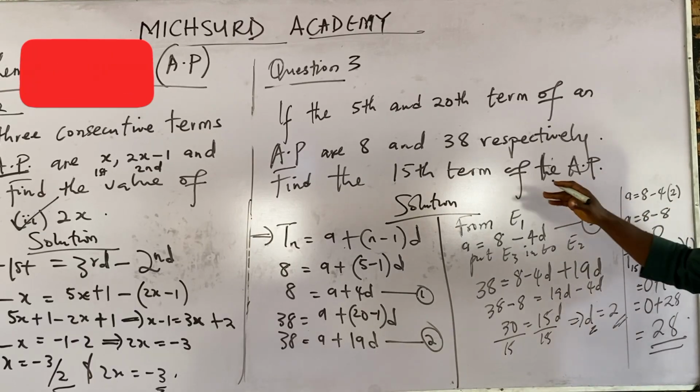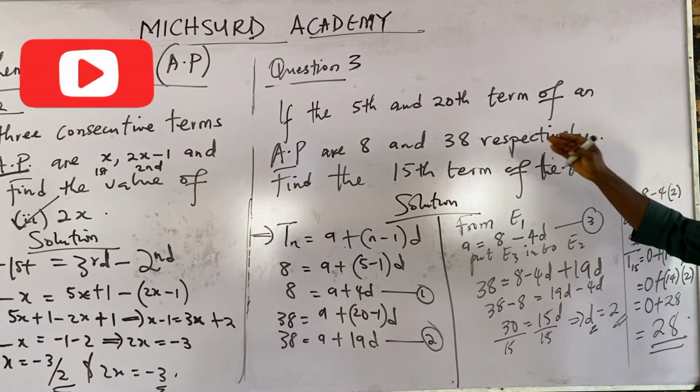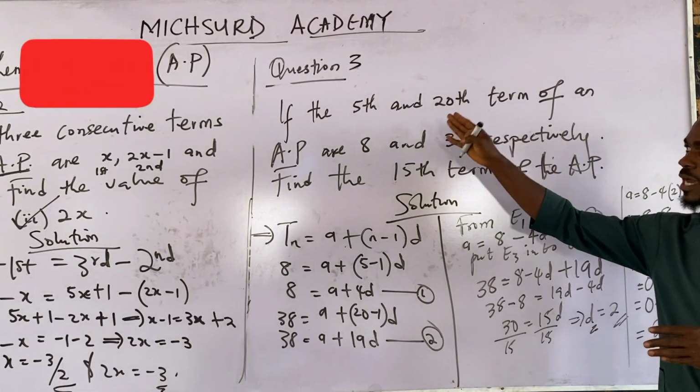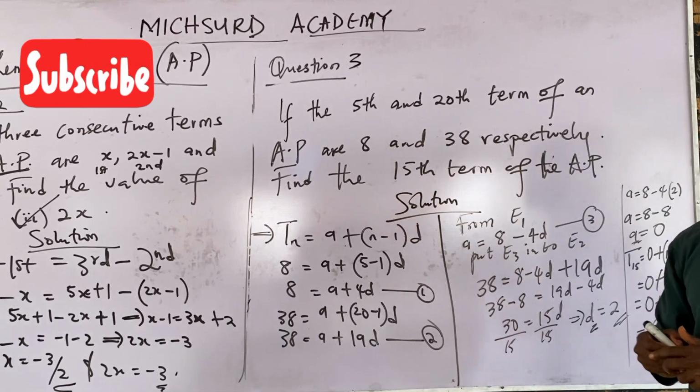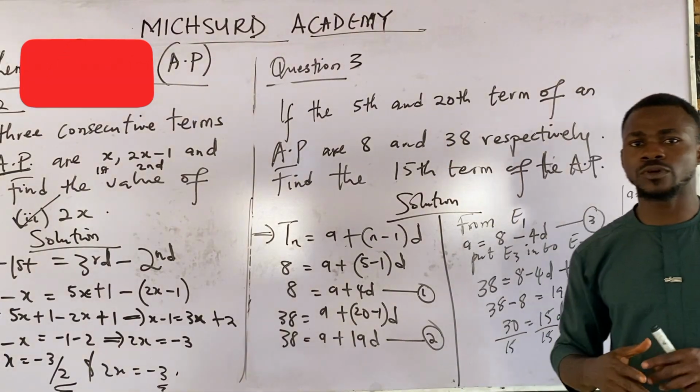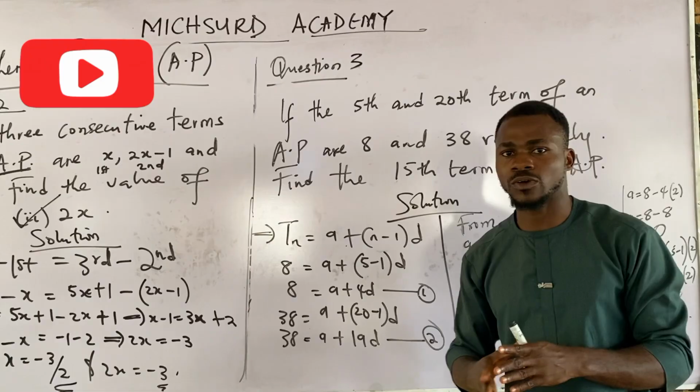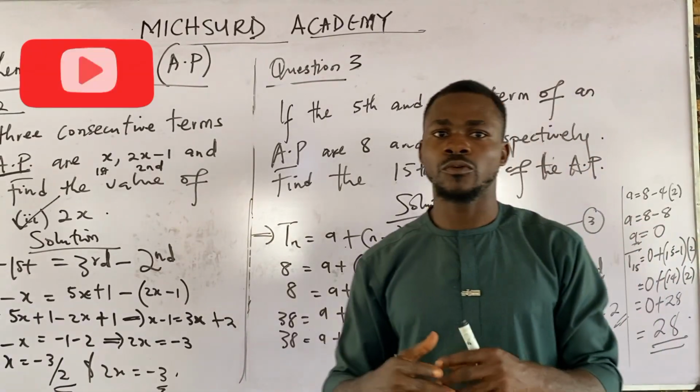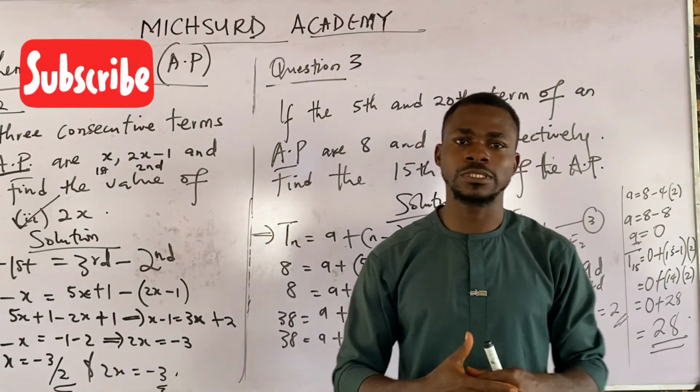So this is how we find the 15th term of an AP if we have corresponding terms that lead to different values. In the next video, we are going to see how we can solve an AP sequence when it has to do with the sum of an AP.